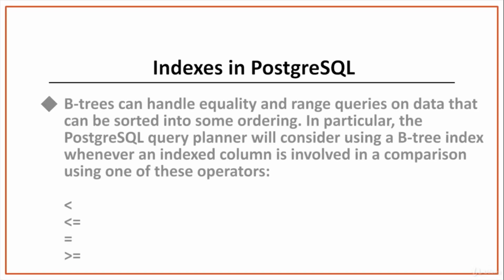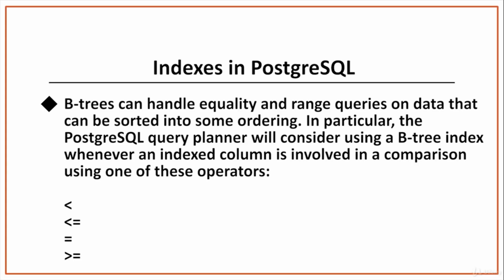B-trees can handle equality and range queries on data that can be sorted into some ordering. In particular, the PostgreSQL query planner will consider using a B-tree index whenever an indexed column is involved in a comparison using one of these operators: less than, less than or equals, equals, greater than or equals, greater than.